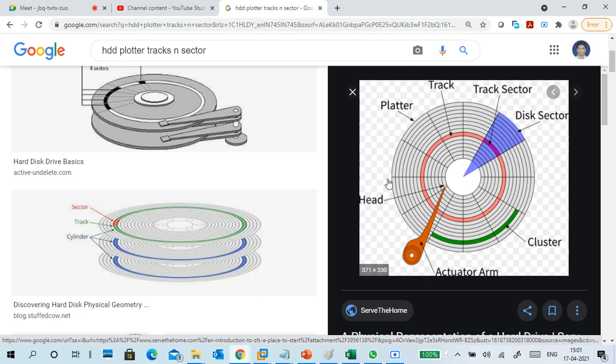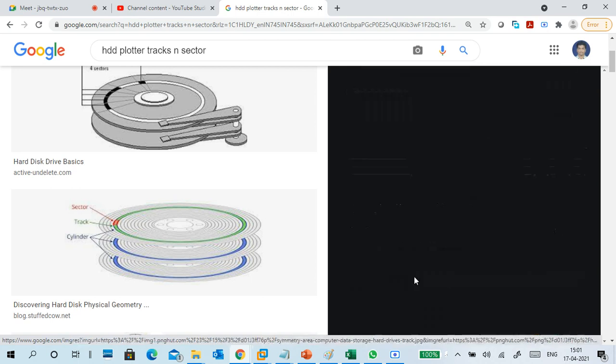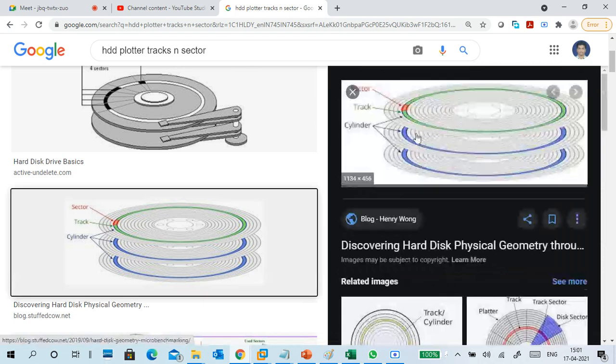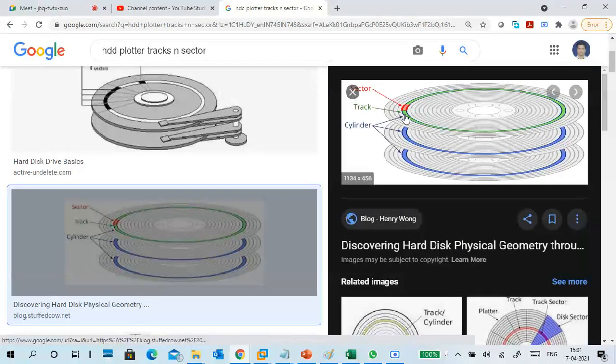Okay, so cylinders. Like this. You can see this is track one, for example, in this platter, and in this platter this is also track one. The combination of track one, track one, track one in each platter we call a cylinder.